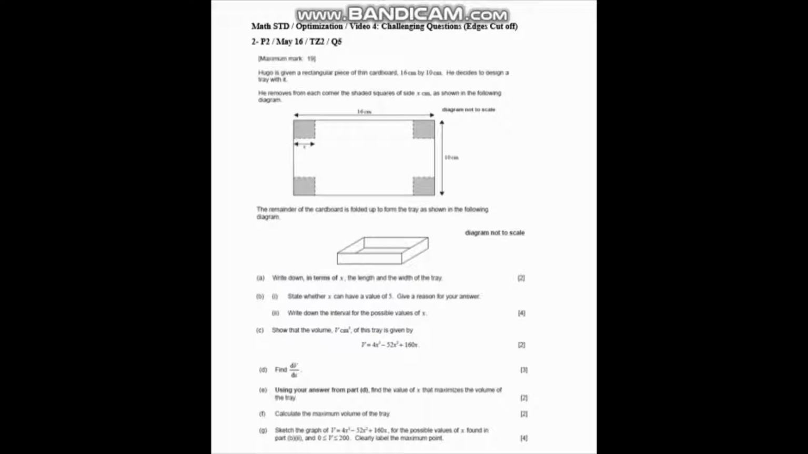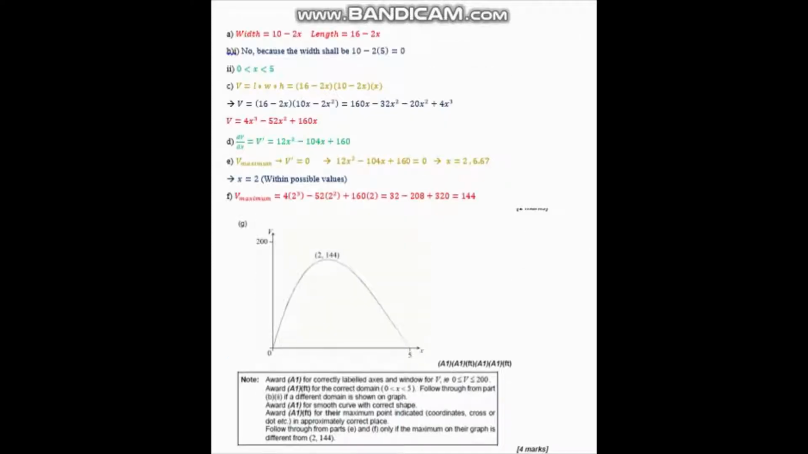Next, in question D, I'm required to find dV by dx, and I simply differentiate this red expression right there, obtaining an expression for V dash in green right there.